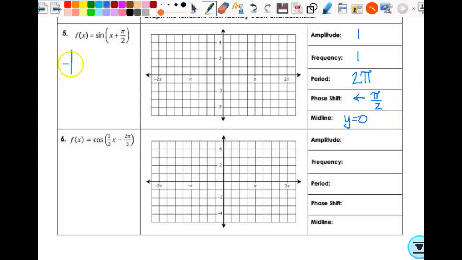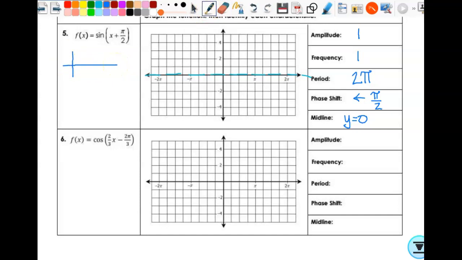So I'm going to do my little graph here. And my midline is at y equals 0. Okay. Oh, that's a cosine. See, I already am doing ridiculous things. I didn't even look. I just drew cosine. I wasn't even paying attention to what it was. Chances are pretty good I'll probably catch myself, but just in case I don't, please just holler at me and tell me to go back and make sense of it.